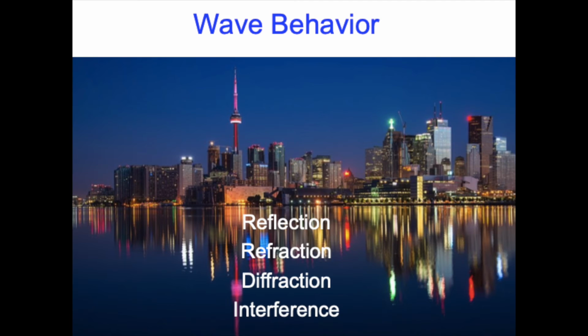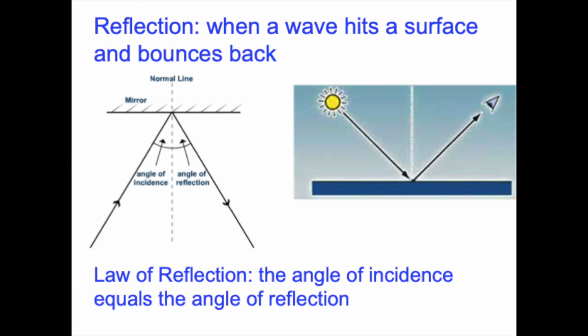Okay, as we look at this beautiful picture of, I do believe this is Ontario, Canada, we're going to look at wave behavior: reflection, refraction, diffraction, and interference. What's great about these is you deal with these all the time. Number 1, reflection. When a wave hits a surface and bounces back. The law of reflection simply states this: the angle of incidence equals the angle of reflection. Very simply stated, the light that comes down and hits a surface is going to be reflected at the same angle as it was received.